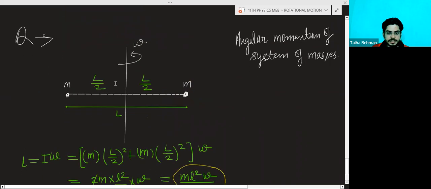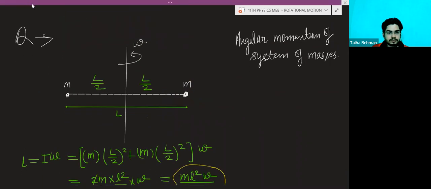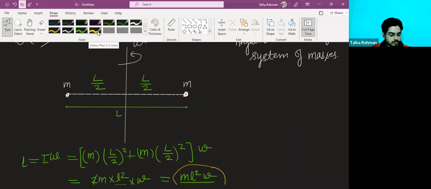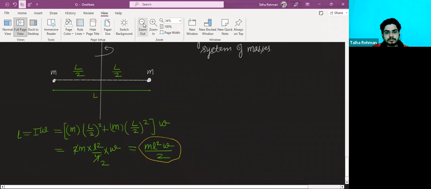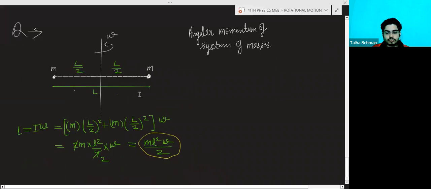Okay, please write down. Please write down. So two masses are there.